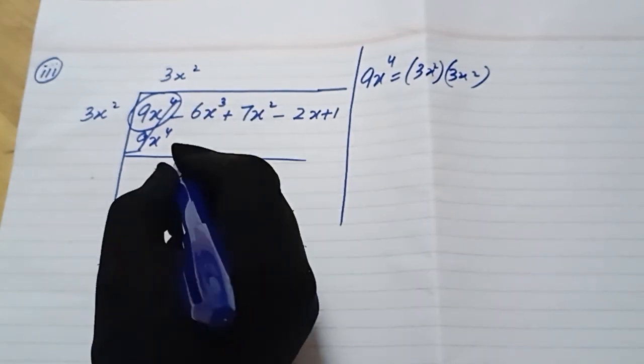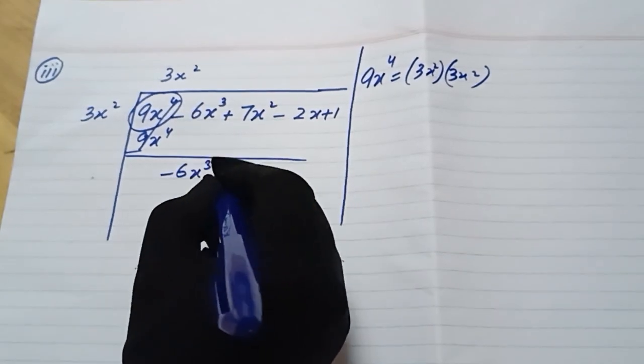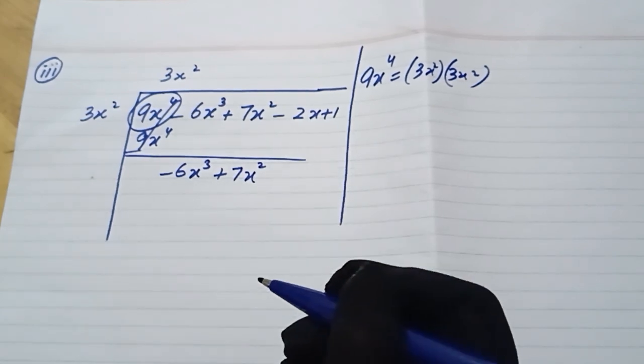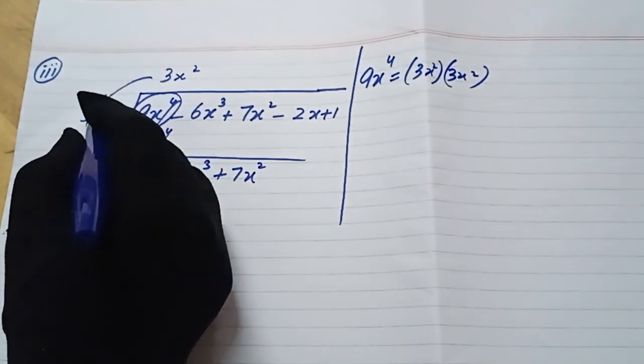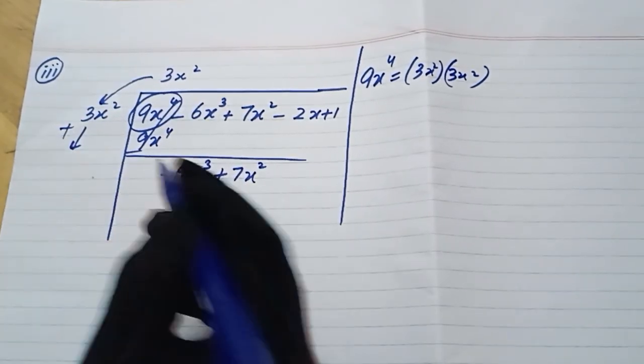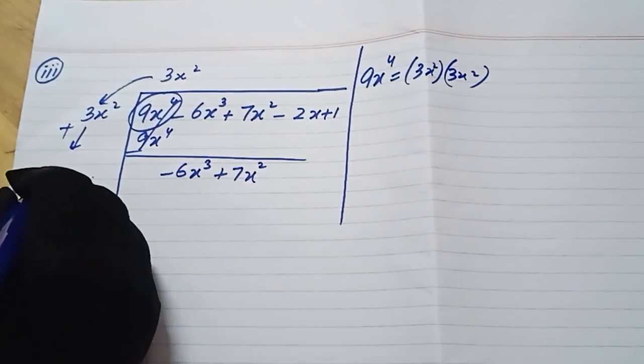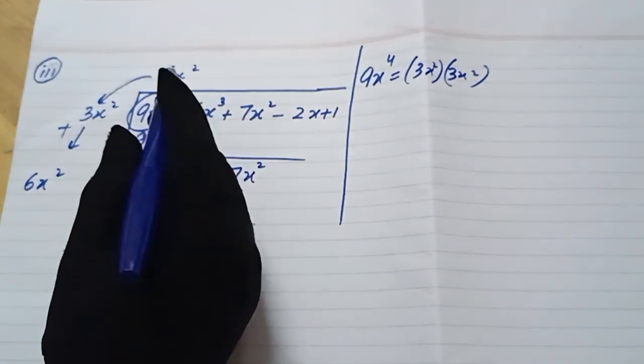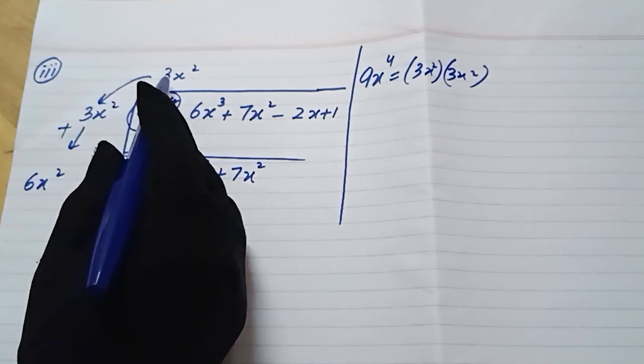Okay. Bring the next two terms down. As I told you, in the second step you must have two terms. Add them to give you the first term. 3 plus 3, 6x squared. Don't be confused. When you are making the first term of the divisor, you have to add them.